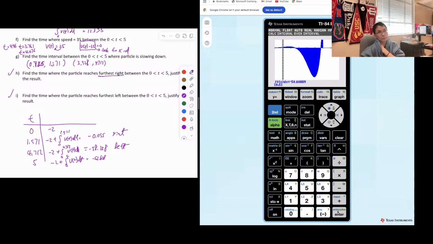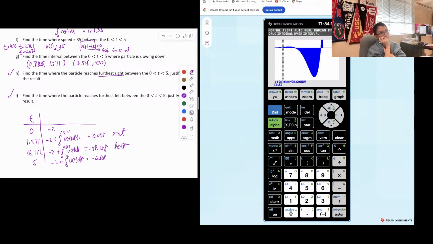How did you get the shaded thing? I do second, trace, now do 7, and I'll do 0 and 5, and I'll shade it. So wherever the integral is the most positive is where it's farthest to the right, because that's displacement. So all the things indicate where the location is. Right now I start at -2, I go a little bit to the right, and then a lot left, and then a little bit to the right. So those are the indication of my positions.